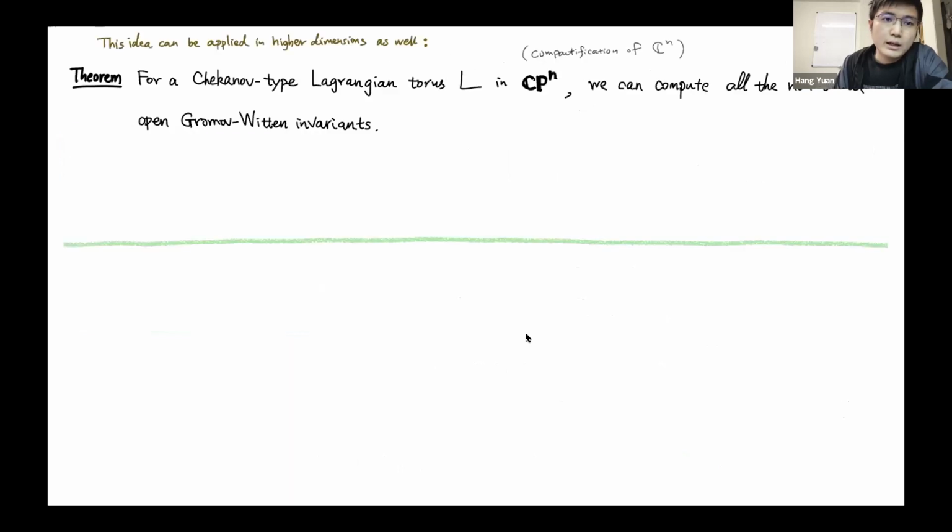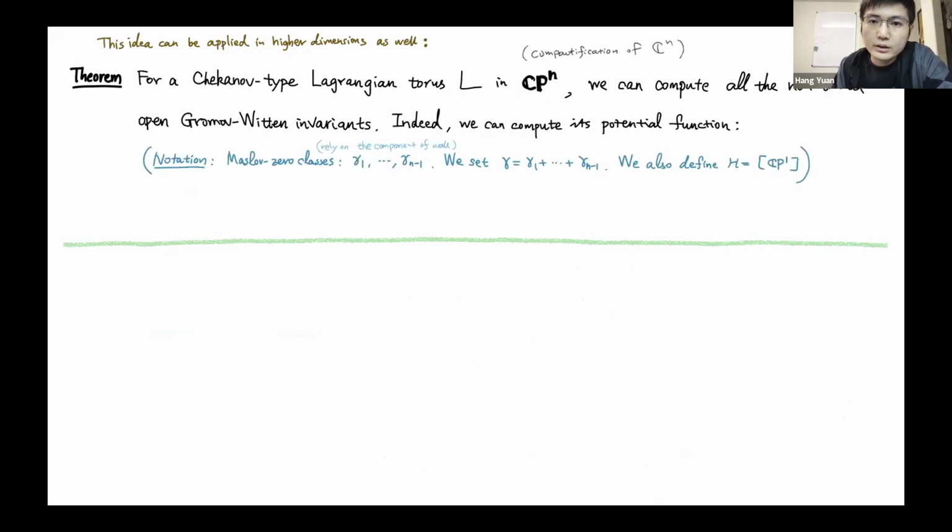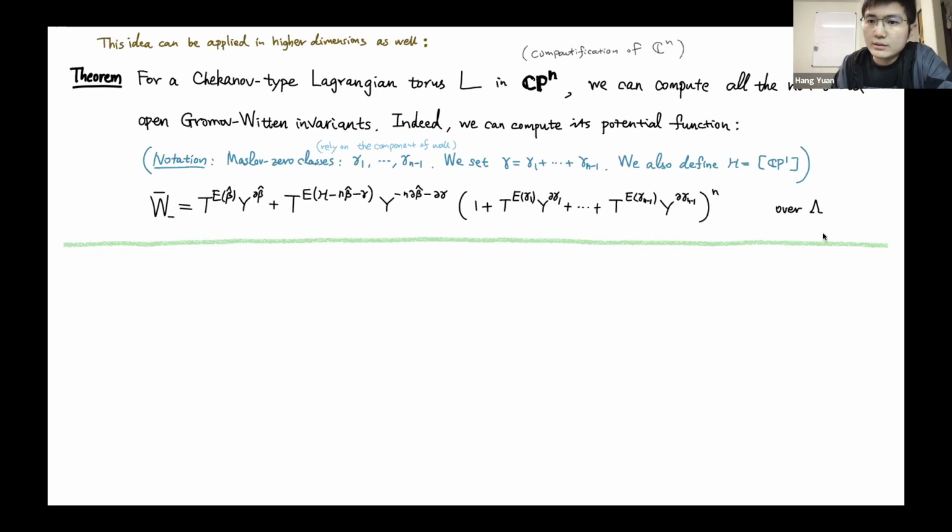And this idea can also be applied to higher dimensions. So let me take a Chekanov-type Lagrangian torus in CPn. And we can compute all the non-trivial open Gromov-Witten invariants. Indeed, we can compute its superpotential. So let me first introduce some notation. We have Maslov 0 classes, and we take gamma to be the sum of all these Maslov 0 classes. And then by using the same idea, we find the superpotential takes this form.